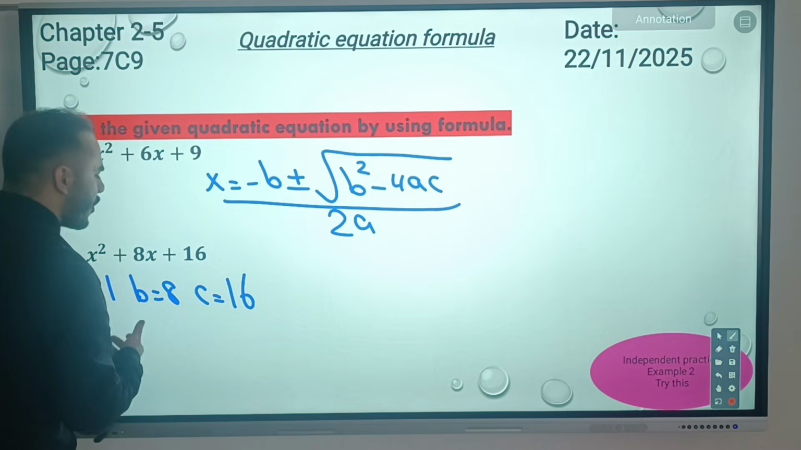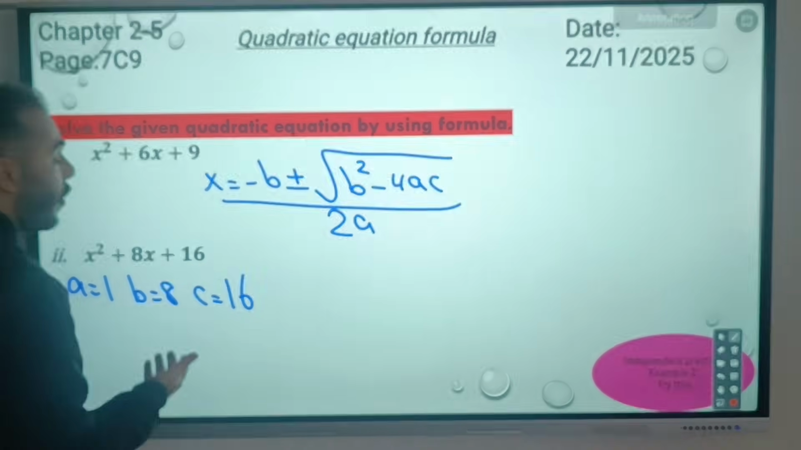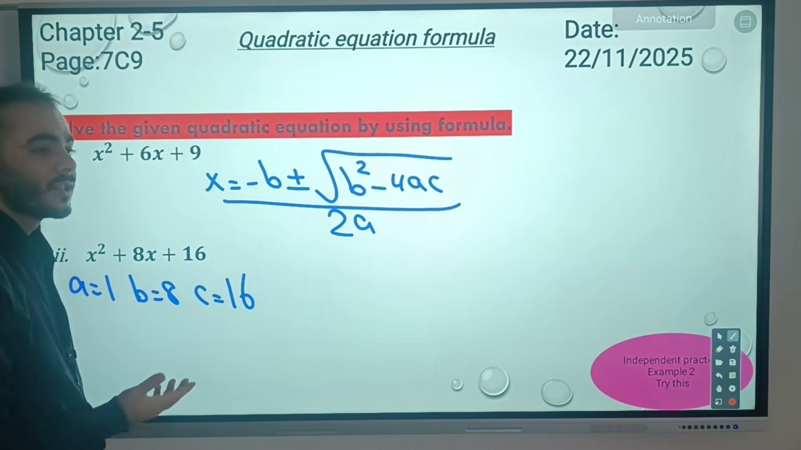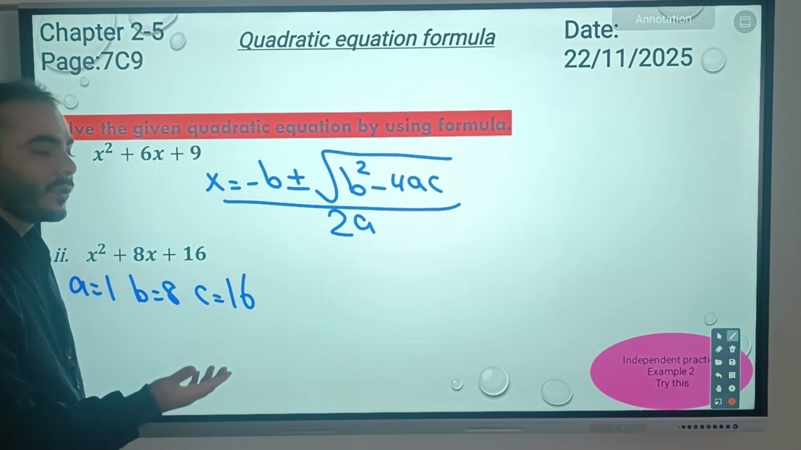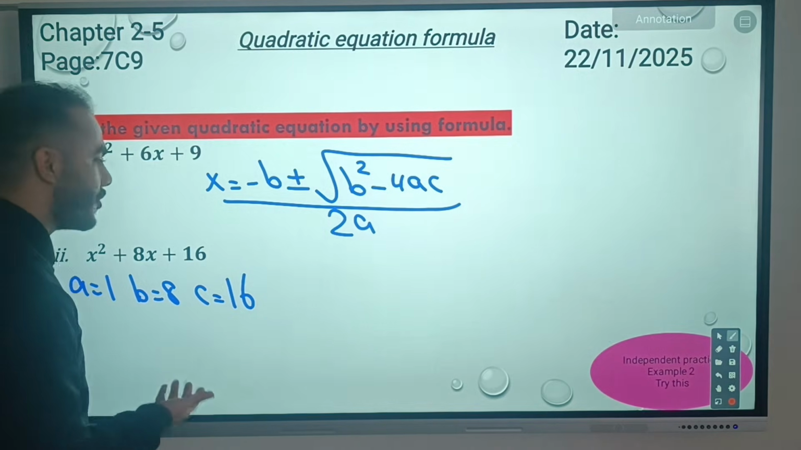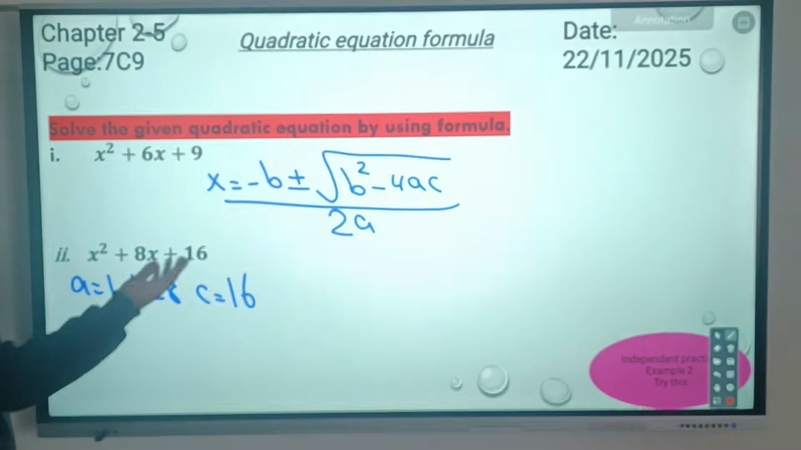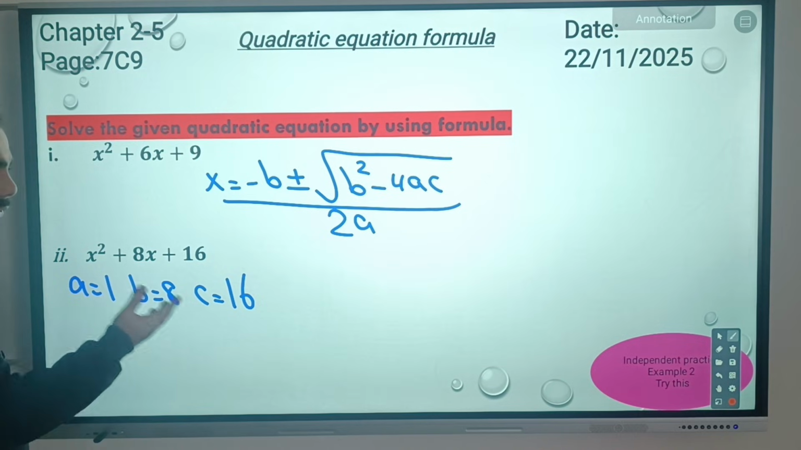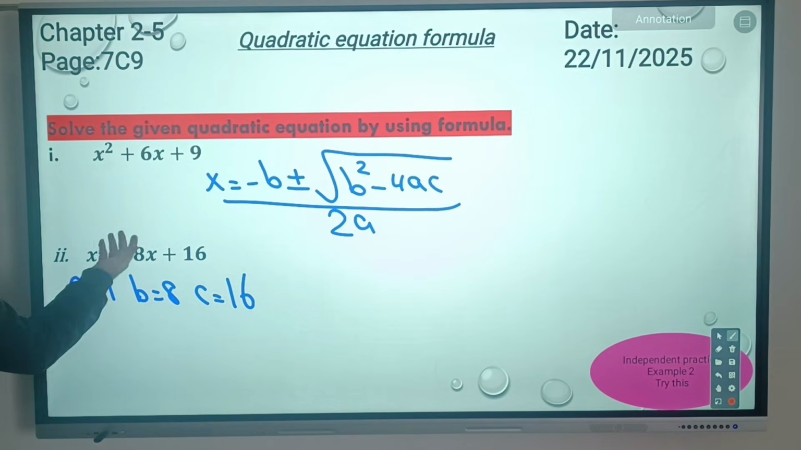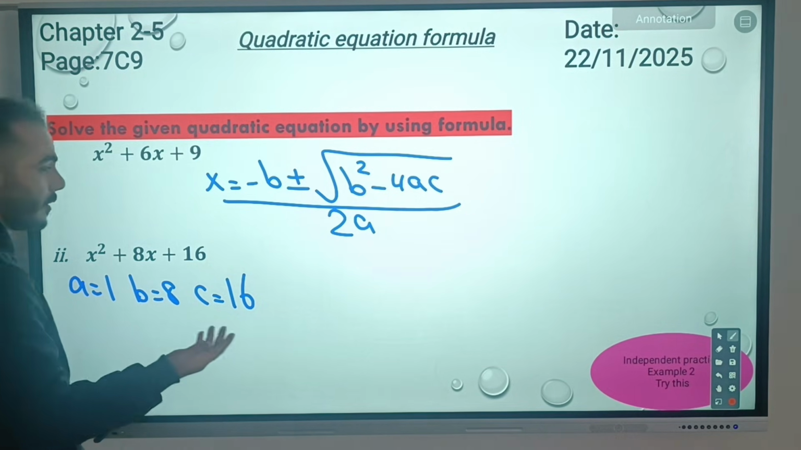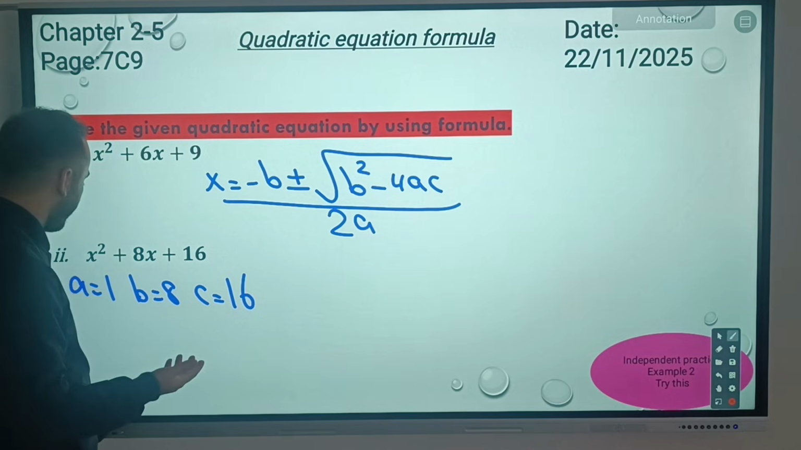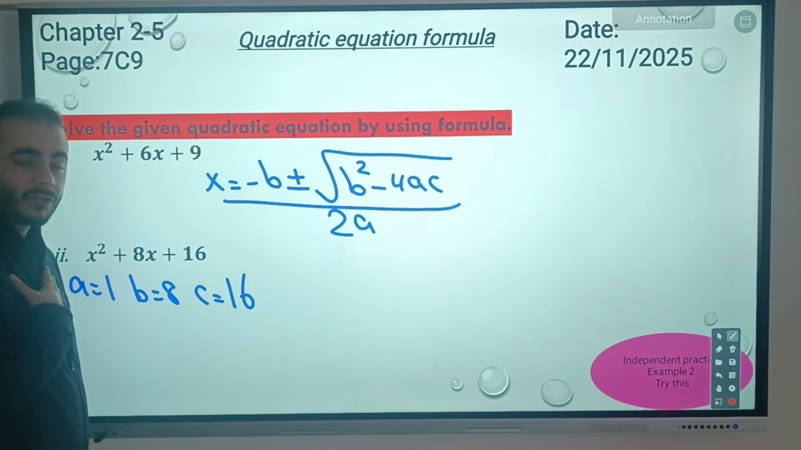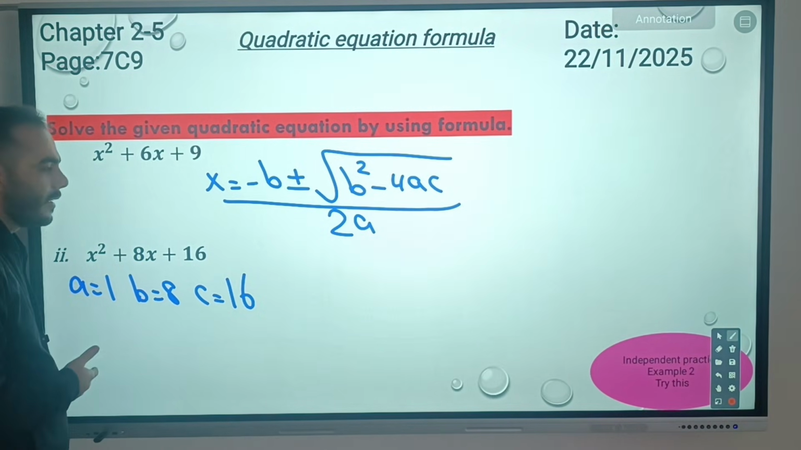You might ask me, teacher, is A always 1? Definitely not. Sometimes it's going to be a different number. So in these examples that I just wrote from the book, example 2, and try this, in both of them, A equals 1. But if you want to ask me, is A always 1? Definitely not. A can be any other number.